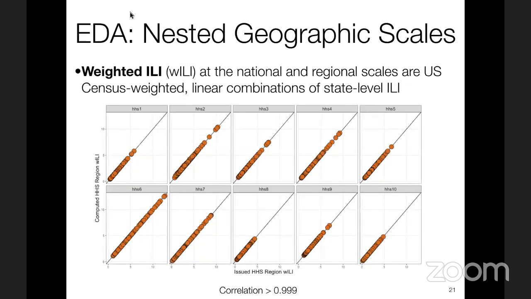And then the final EDA piece I'm going to call out is this nested geographic scales, right? So we're going to make forecasts nationally, regionally, and at the state level. But those scales are not independent from one another, right? The nation is nothing more than a collection of regions. A region is nothing more than a collection of states. And what you see in these data that are released by the CDC is that regional and national ILI is nothing more than a U.S. census-weighted linear combination of state-level ILI. So if you know what's going on at the state level, you don't have any additional unique information available to you from the regional or the national scales.